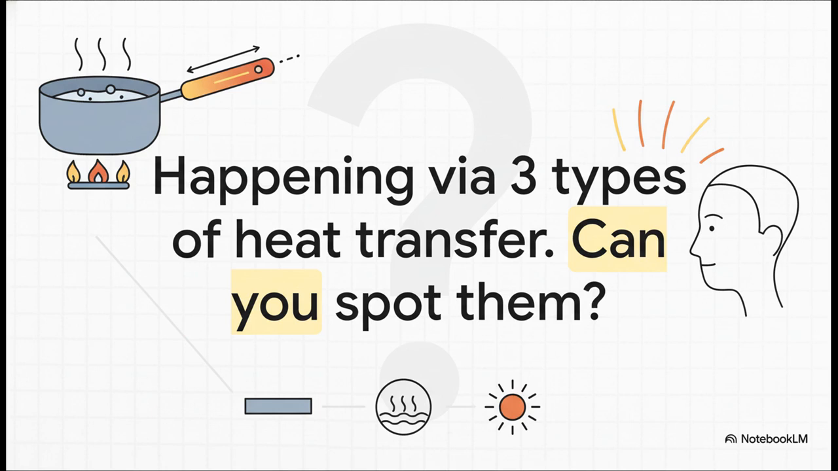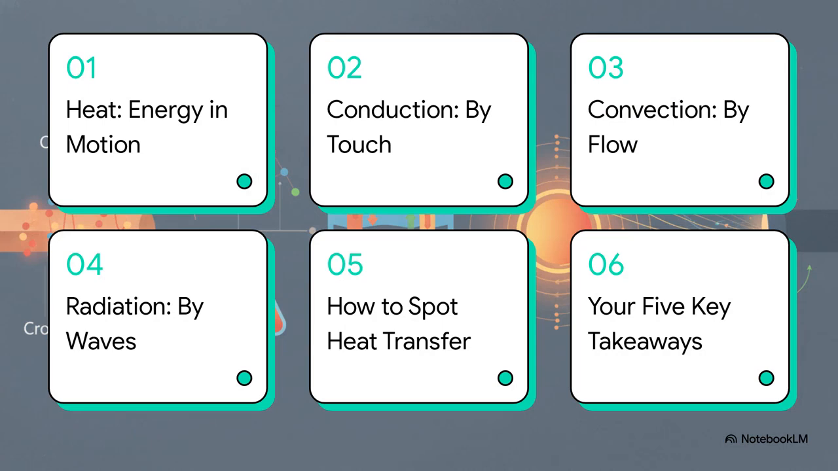The way the pot's handle gets hot is totally different from how the water starts to boil, and that is different again from how you feel that warmth on your face. So here's our game plan. We're going to start with what heat actually is, then we'll break down the 3 ways it moves around, one by one. And by the end of this, I promise, you'll be seeing these amazing physical processes happening everywhere you look. Let's get into it.